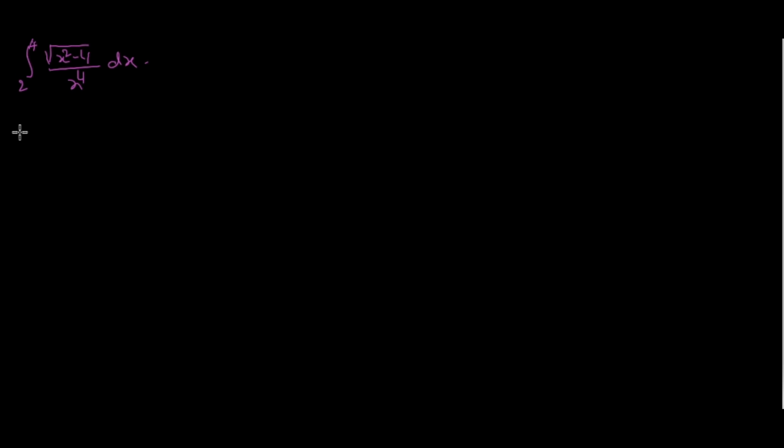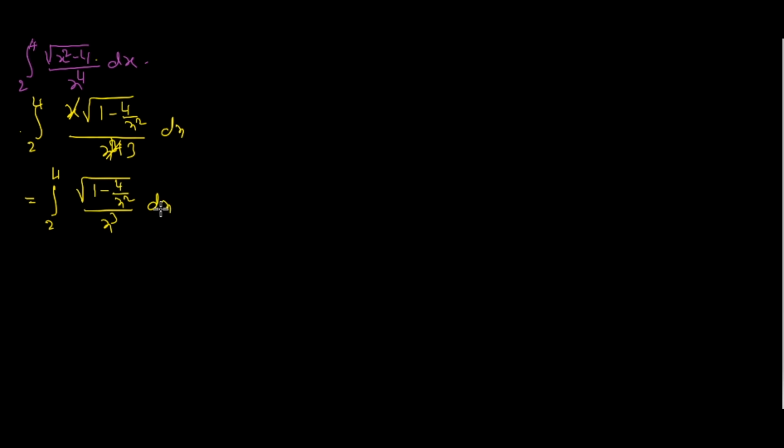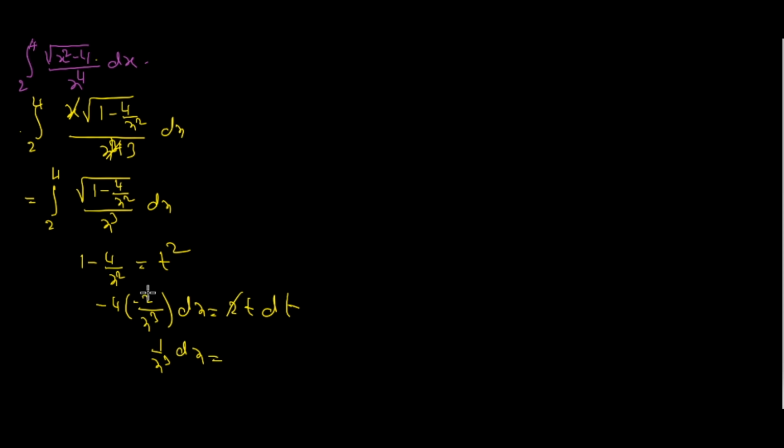Integration of 2 to 4 under root of x square minus 4 into dx by x to the 4 of 4. That is equal to integration of 2 to 4 of, take x square common, x into under root of 1 minus 4 by x square by x cube into x to the 4 of 4 into dx. Here one x is cancelled, that is equal to integration of 2 to 4 under root of 1 minus 4 by x square by x cube into dx. Take 1 minus 4 by x square is equal to t square. Take derivative. Derivative of 1 is 0. Minus 4 into derivative of 1 by x square, minus 2 by x cube into dx is equal to 2t into dt. That is 1 by x cube into dx is equal to, the 2 is cancelled, t by 4 dt.